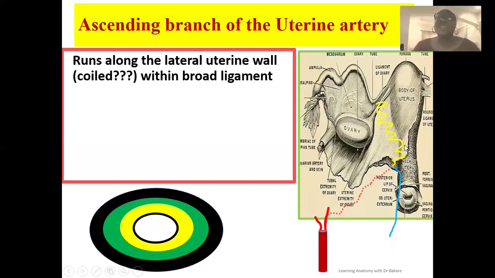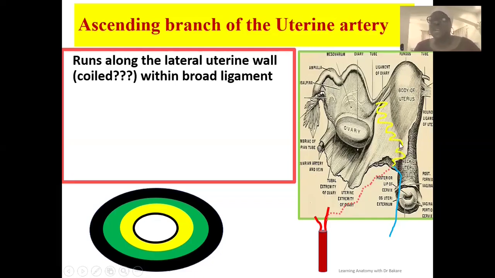For the ascending branch, you see it running along the lateral border or wall of the uterus. This is where we have the uterus here. This is the body of the uterus. This is the isthmus, and inferiorly here we have the cervix. We say that at this point, the cervico-uterine junction is where the uterine artery will divide, and this is where we have the emergence of the ascending branch of the uterine artery.